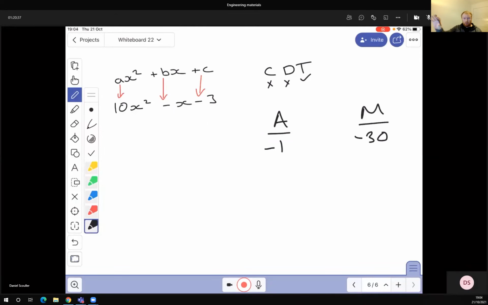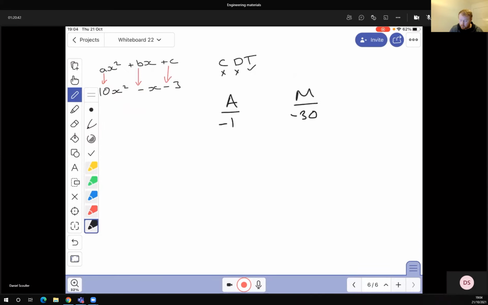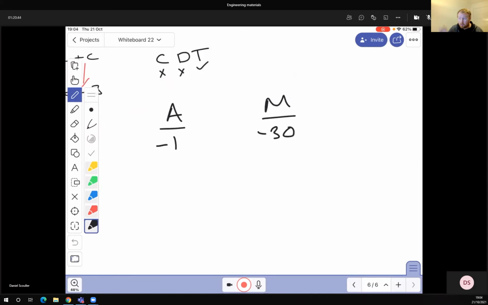Is everyone happy with both those figures? Where that -1 comes from, where that -30 comes from. Okay, so focus on the m. To get a negative, we need to multiply two numbers. One of those numbers has to be positive, one of those numbers has to be negative. So they can be in that format. So we're going to write all our factors out in that format.